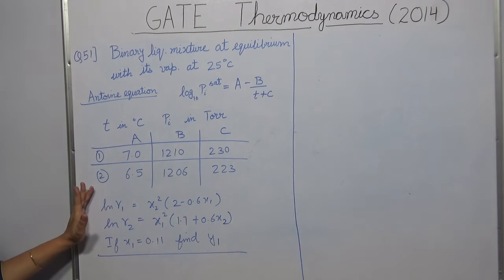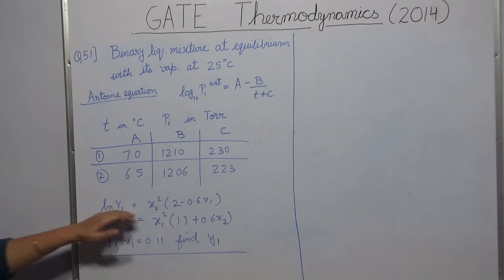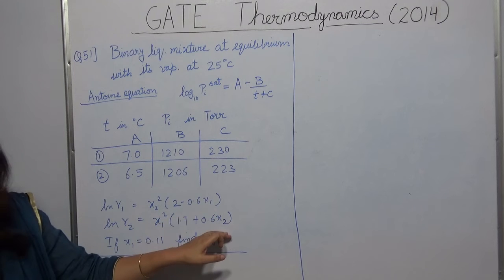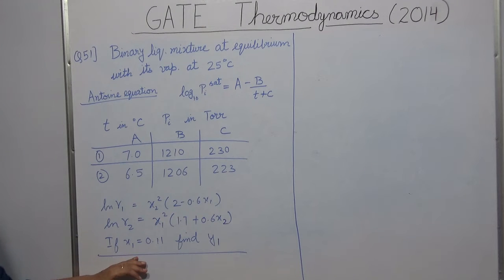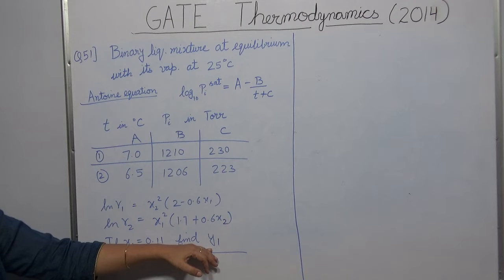Further, they have said that your vapor phase behaves as an ideal gas, and your liquid phase non-ideality is defined by these relations of activity coefficient as a function of your mole fractions. Okay. Now they have given you x1 which is equal to 0.11, and they have asked you to find out what is y1, that is the mole fraction of component 1 in the vapor phase.